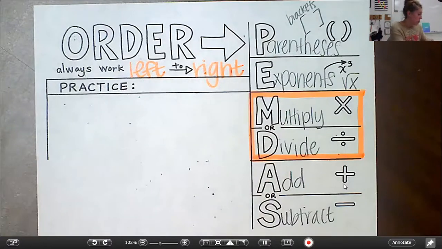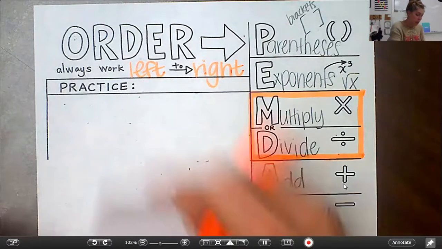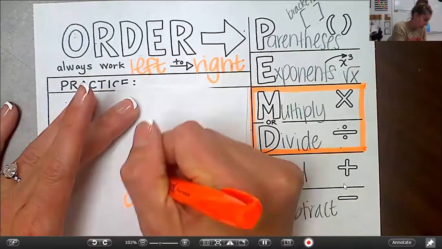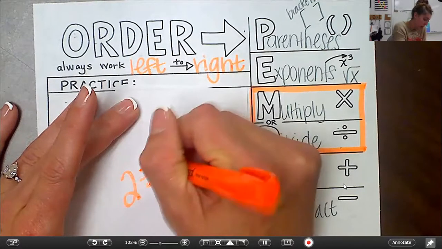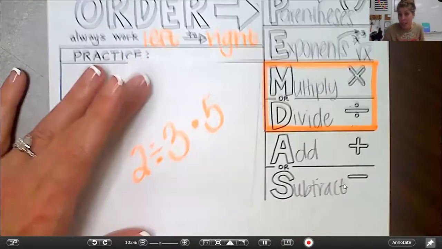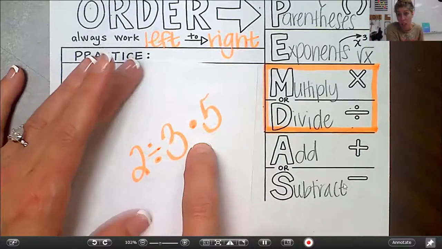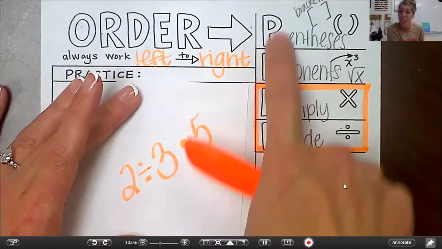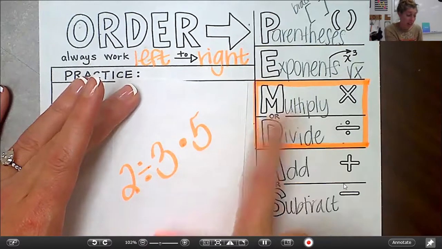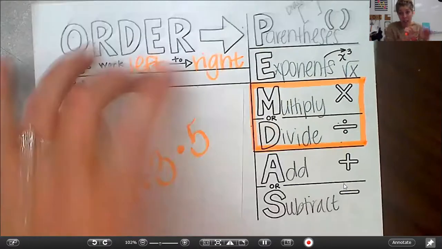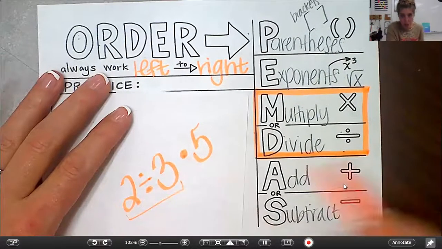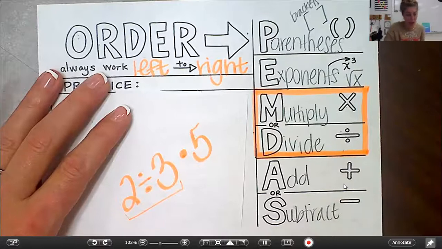Okay, so what that means is if I had a problem that were 2 divided by 3 times 5, I am not going to do the multiplication first in this problem, even though that's the first letter that appears between the multiplying and dividing. Again, that's why the "or" is there. They really are on the same level. Therefore, I would divide first, left to right, and then I would multiply.